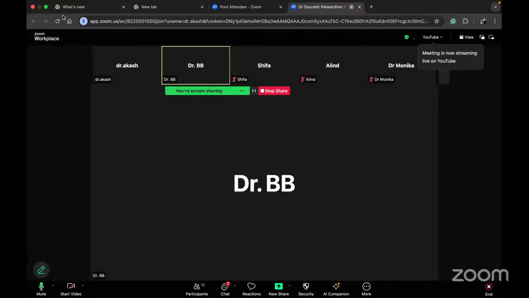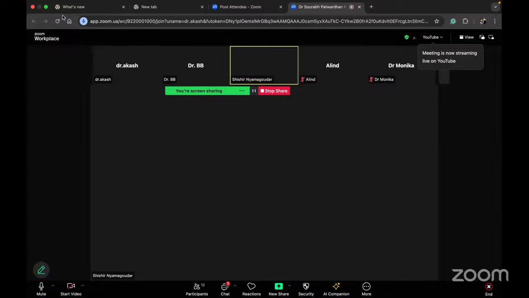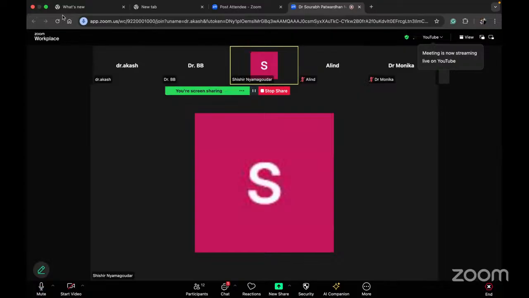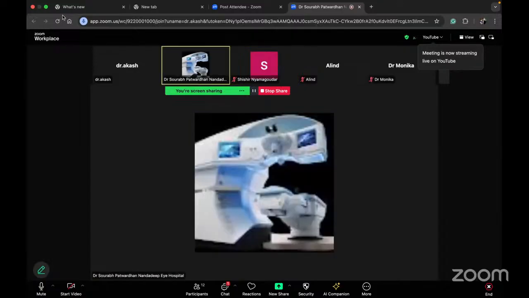I think I have to read about the Krukenberg spindles. As far as I know, it is just the iris pigments which are deposited. I don't think there is a breakdown of the blood aqueous barrier in that. She's asking why they are deposited in the particular position only. Can it be because of the severity?